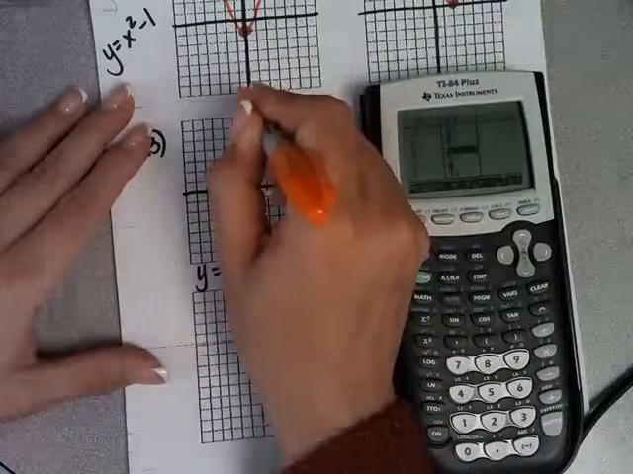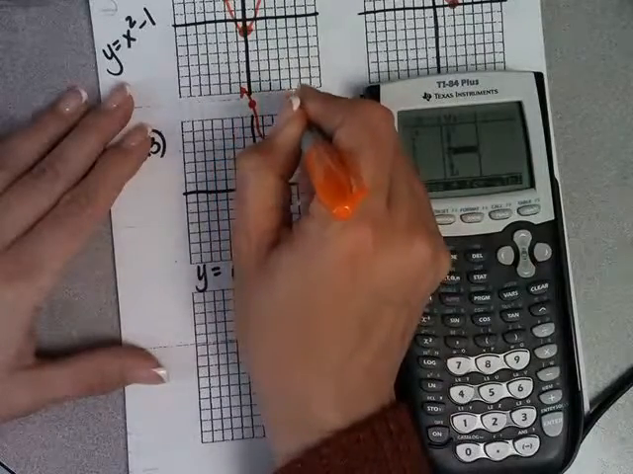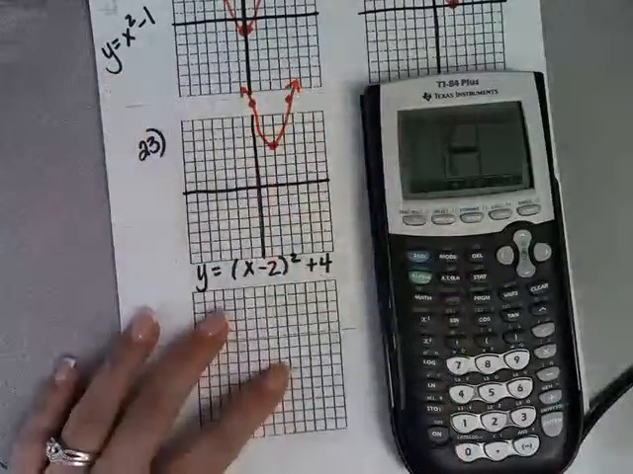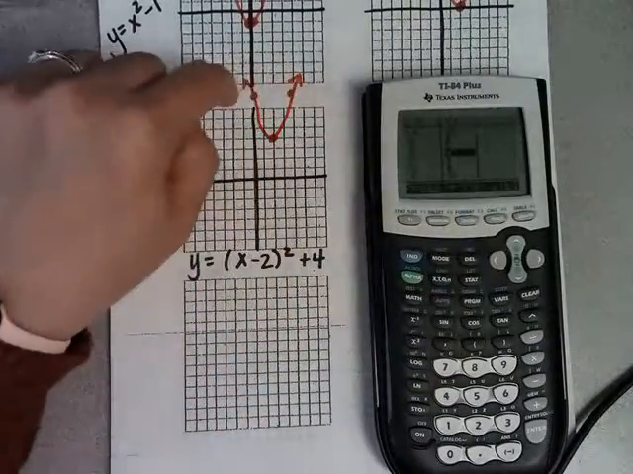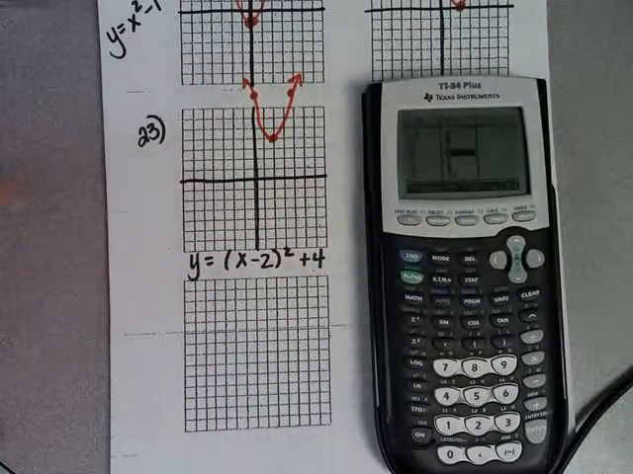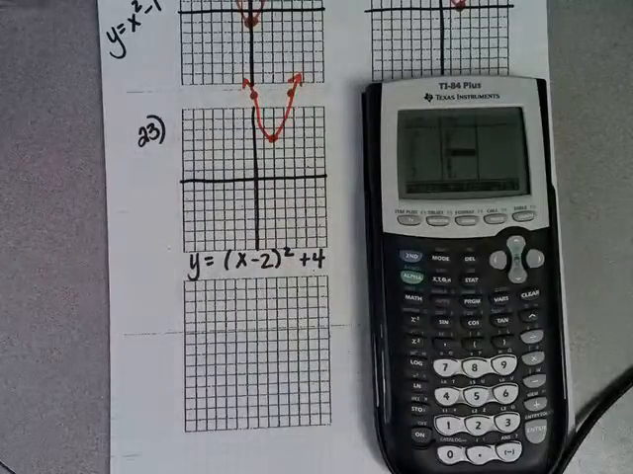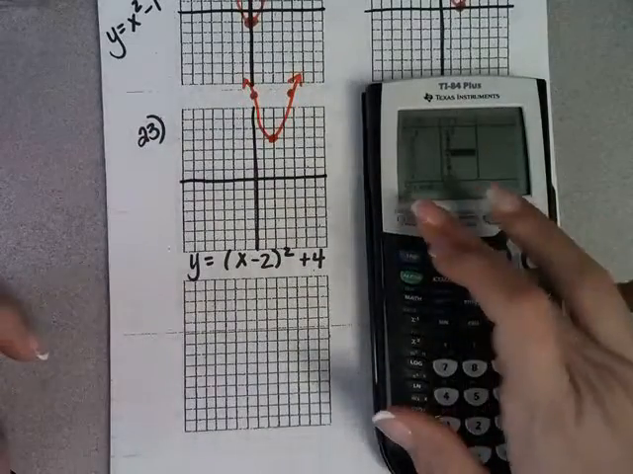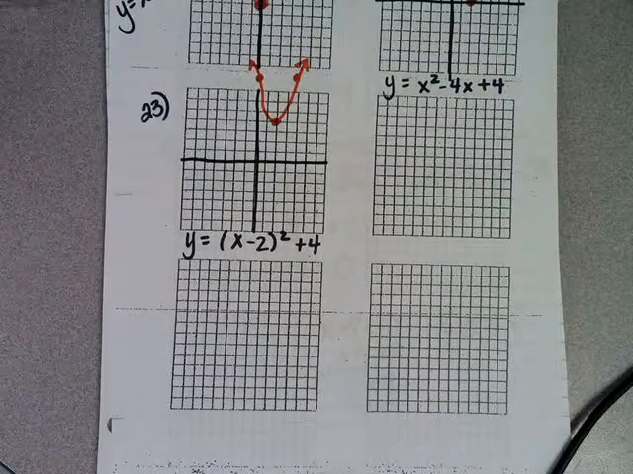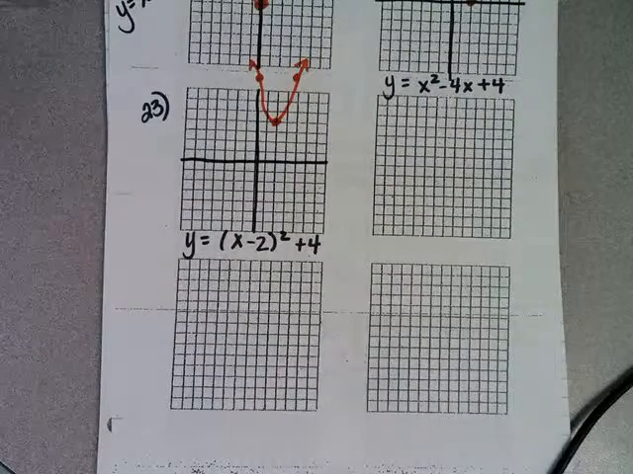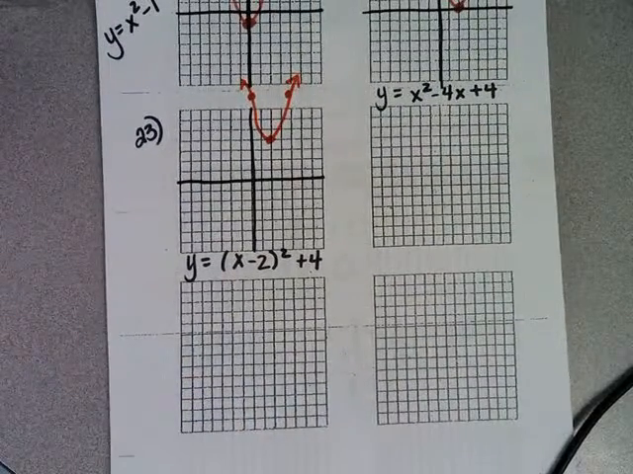Very good. We're going to connect the dots. And there is our graph, our parabola. Remember, you always need the vertex and 2 matching symmetrical points on either side of the line of symmetry. Okay, that was our graphing, 21, 22, and 23.